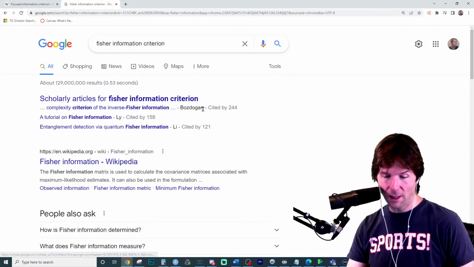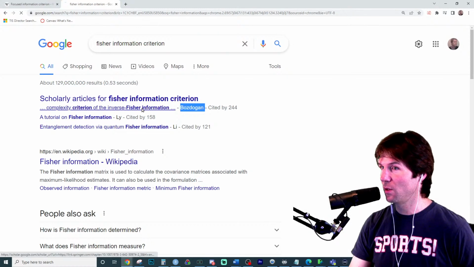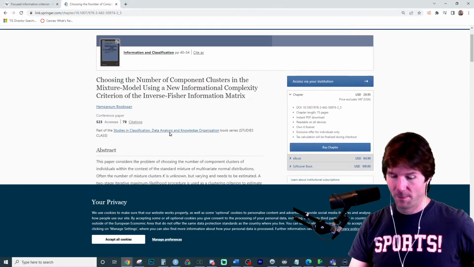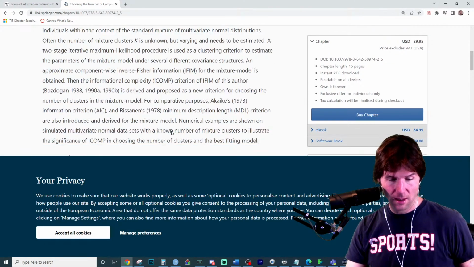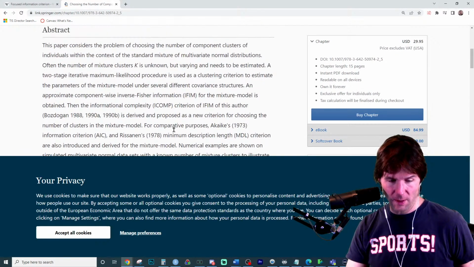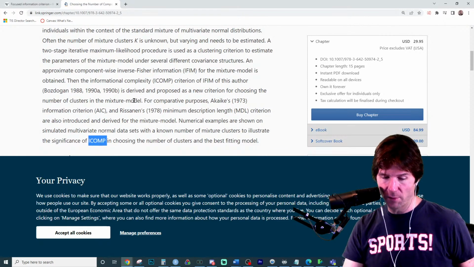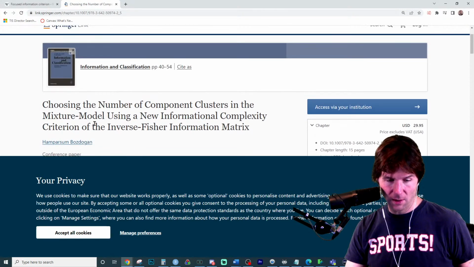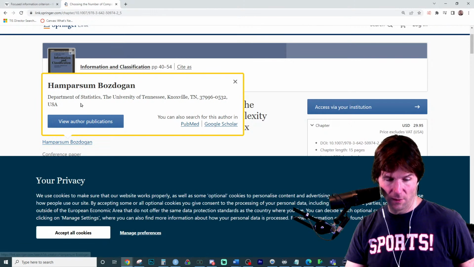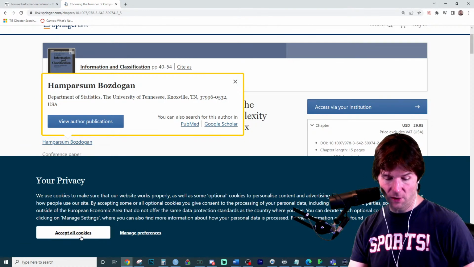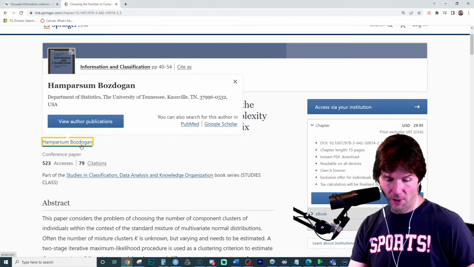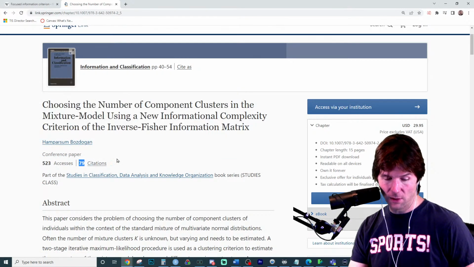Bozdogan. That is literally, Bozdogan is University of Tennessee. There he is. There's Dr. Hamparsum Bozdogan. I'd have to read over the paper, but he's using ICOMP right there. That is his information criteria. Dr. Hamparsum Bozdogan, Department of Statistics, University of Tennessee, Knoxville. So one of the pupils of Dr. Akaike. But huge shout outs. 79 citations. That's pretty crazy for a paper as far as I know. But yeah, pretty big stuff right there.